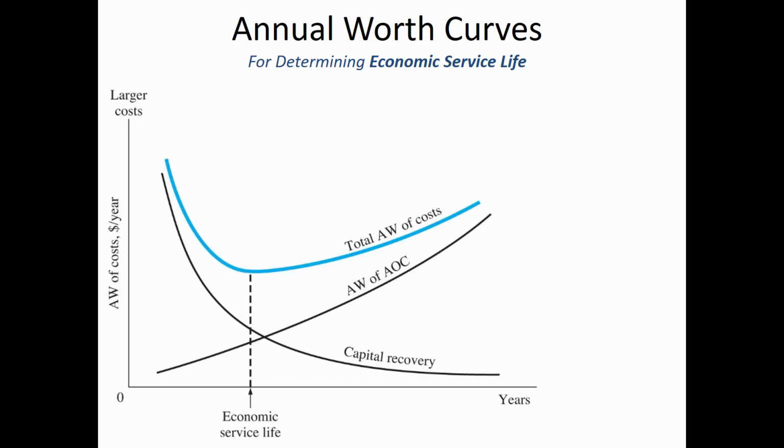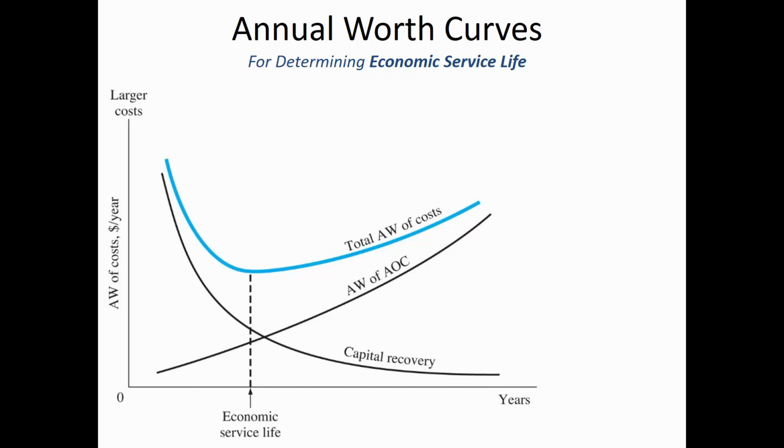So if you keep it for a lot of years, capital recovery is low, but then the operating costs are creeping up because you have to put in new brakes, you have to put in maybe a new clutch, a new transmission, and so on. So this blue line then is the sum of the 2. And if we want to minimize costs, what you're trying to do is find the point where this curve is the lowest. So the best operating point is called economic service life.